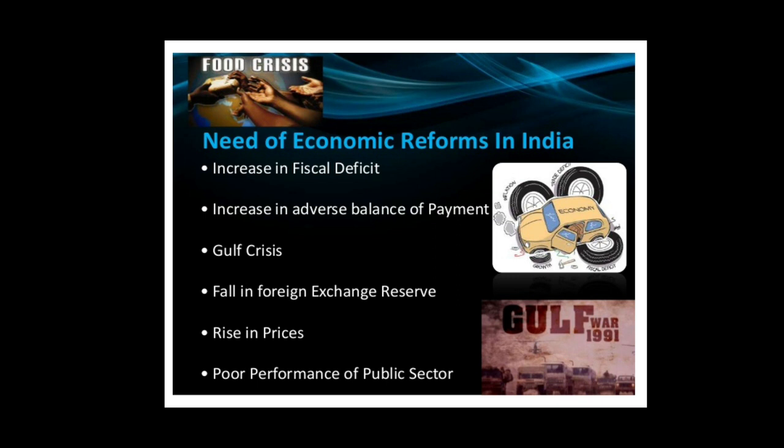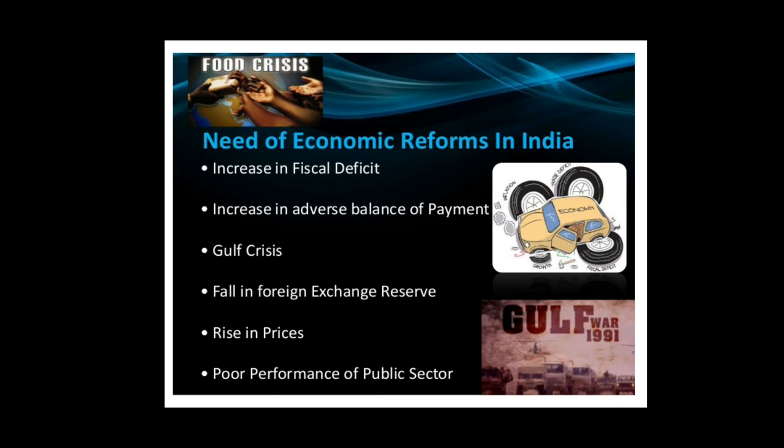And lastly, poor performance of public sector undertakings also compelled the Indian government to revise the entire strategy of growth and opt for economic reforms. As already discussed, before 1990, public sector undertakings were given the major role in the industrialization of the Indian economy. Several thousand crores of rupees were invested in the growth of public sector undertakings.